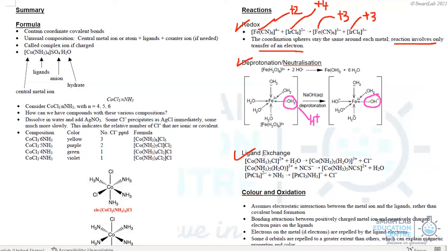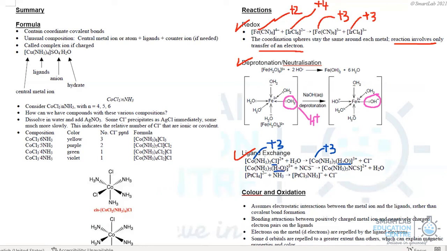Finally, in ligand exchange, what you will see is that any of the ligands, like for example in this case Cl, has been replaced with water. And in this case, you will find that the oxidation state of the cobalt has not changed because it remains as +3 before and after the ligand exchange.